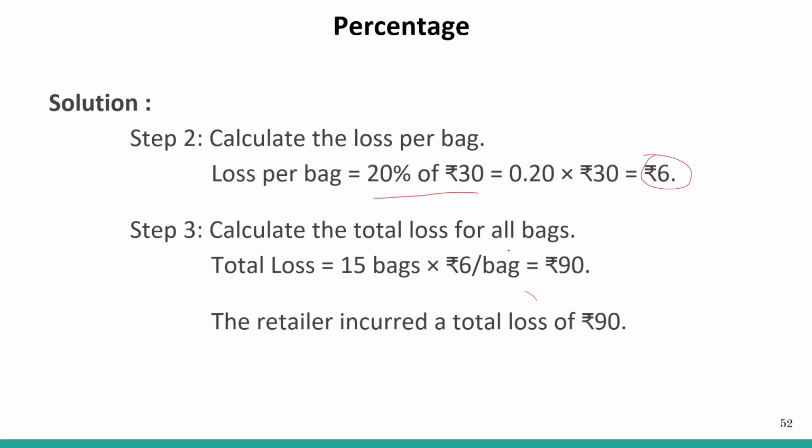Now calculate the total loss for all bags. Total loss will be 15 bags into 6 rupees per bag, so it will be 90 rupees. So total loss is equal to 90 rupees. In this case, the retailer incurred a loss of 90 rupees.